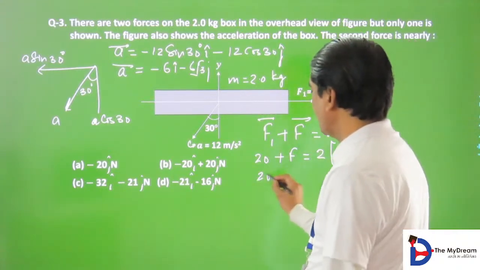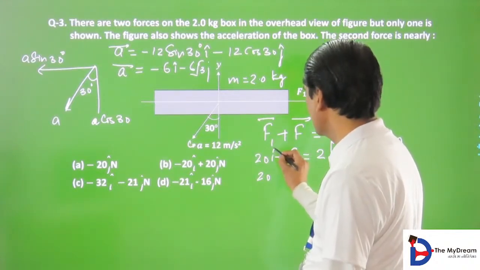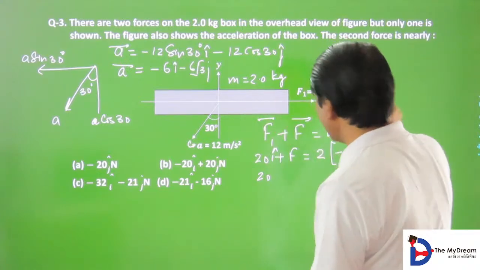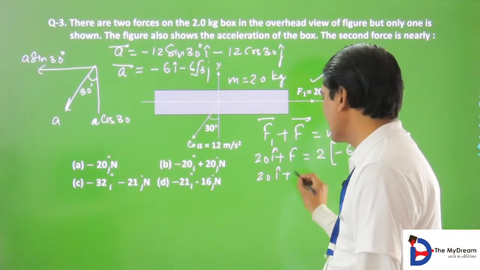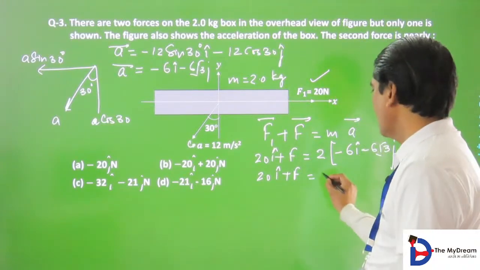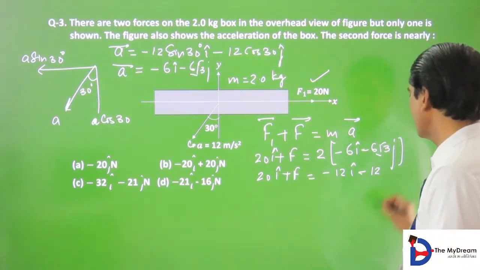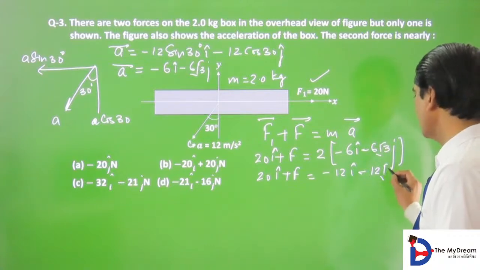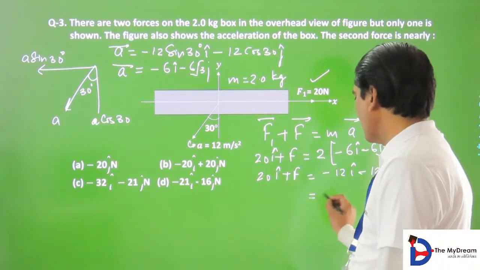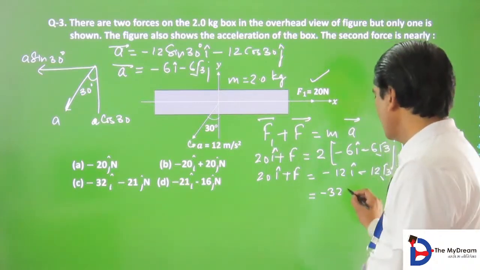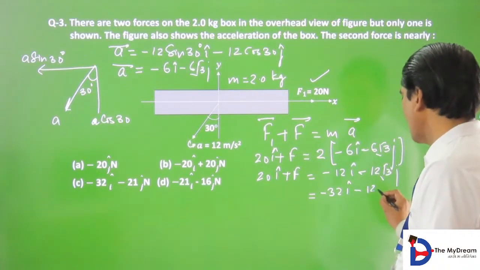So 20i, because this lies on the x-axis. So 20i plus F equals 2 times (minus 6i minus 6 root 3 j), that is minus 12i minus 12 root 3 j. As it moves here, it will become minus 32i minus 12 root 3 j.